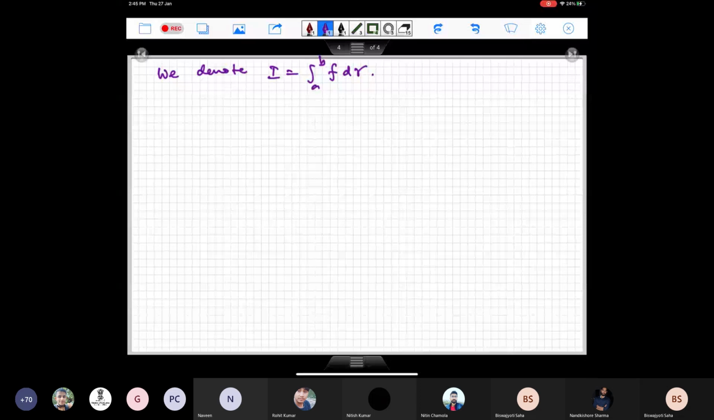We can actually give a formula when my gamma is a piecewise smooth curve. If my gamma is a piecewise smooth curve, then we will be able to give an explicit formula. Let me see, just a second.